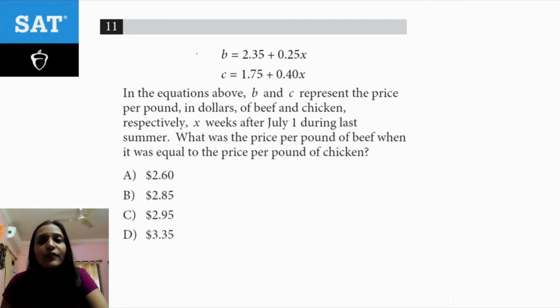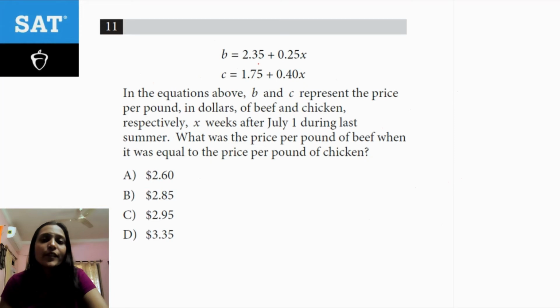Let's move ahead. Here we have again two equations given. B and C represent the price per pound in dollars of beef and chicken, and X is the number of weeks. So, what is the price per pound of beef when it is equal to the price per pound of chicken?